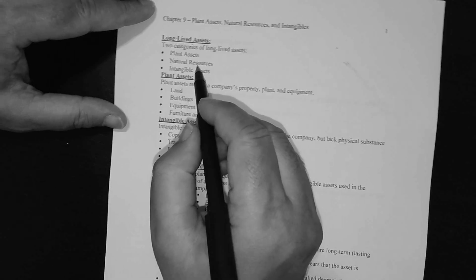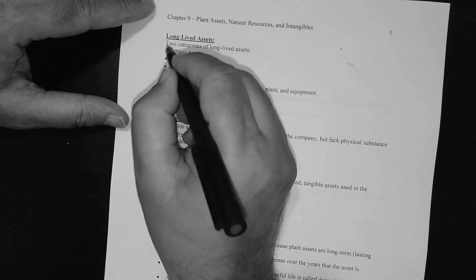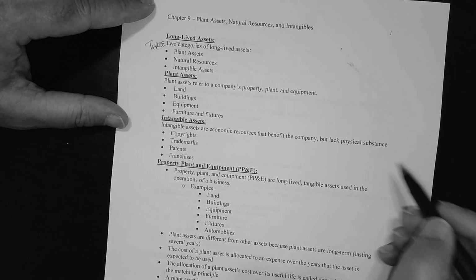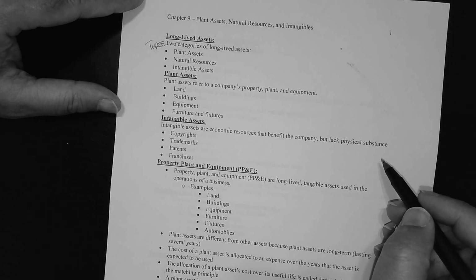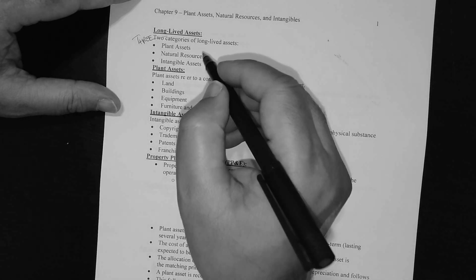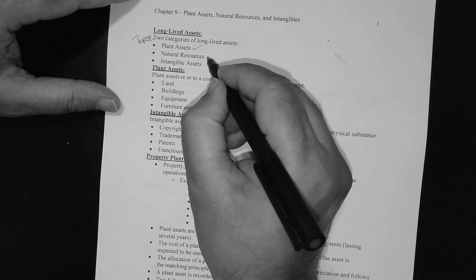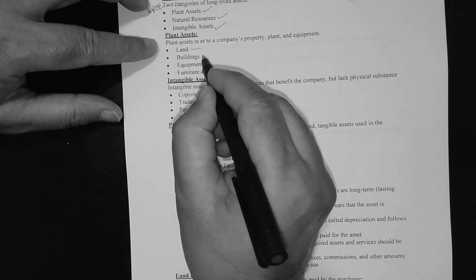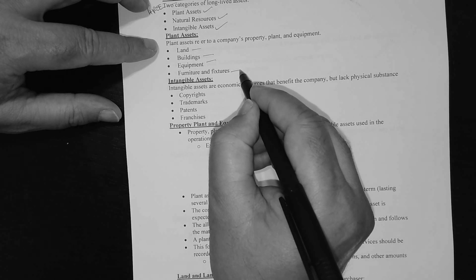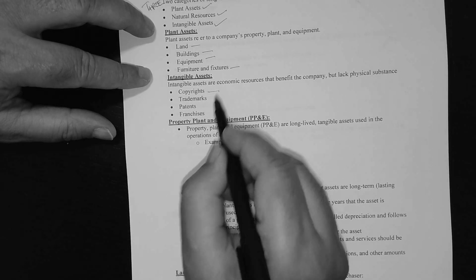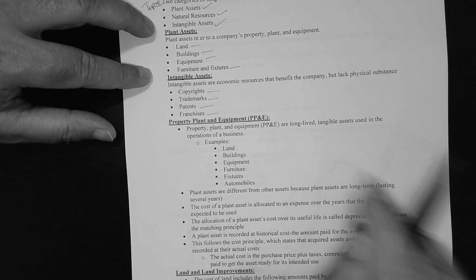So there are basically three categories: plant assets, natural resources, and intangible assets. Plant assets include land, building, equipment, furniture, and fixtures. So these are part of the plant assets. Other intangible assets are copyrights, trademarks, patents, and franchise.